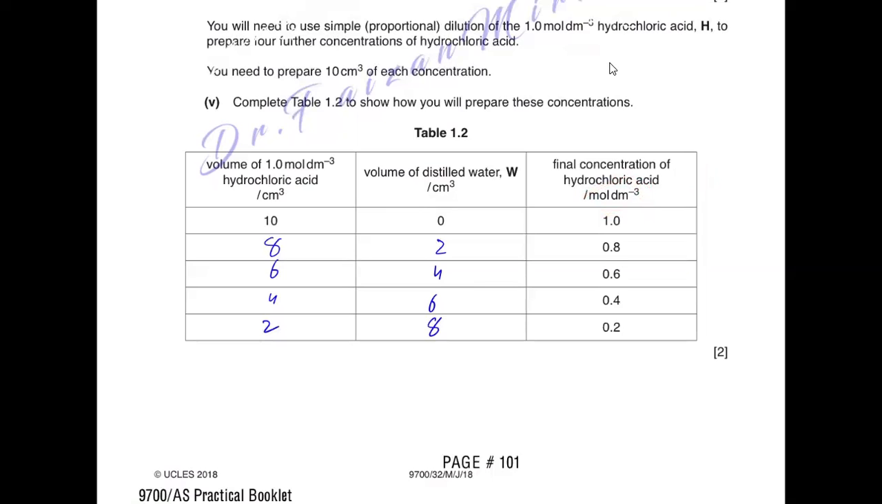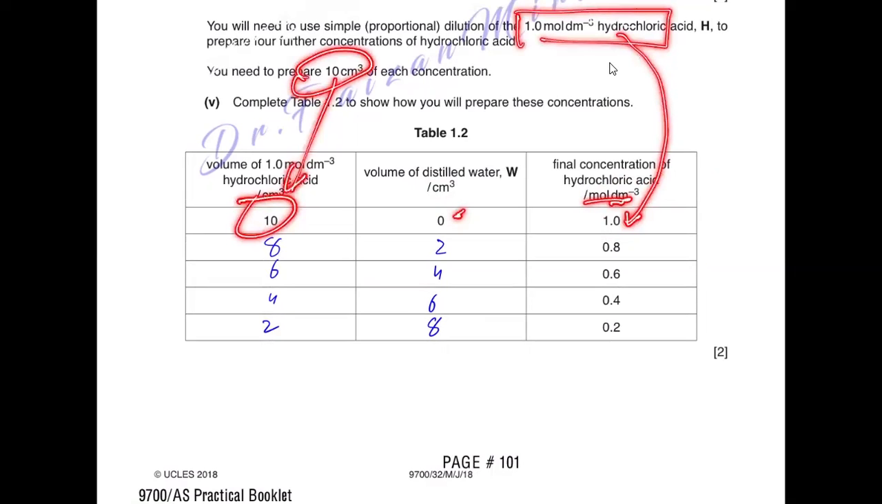10 parts added with 0 water, 1.0. Already this is provided to us, not a percent, 1.0 mole per dm cube. This is 1.0 mole per dm cube provided to me. I write it as it is, using 0 distilled water and 10 cm cube of the solution. I'm told that I have to make 10 cm cube of each concentration.